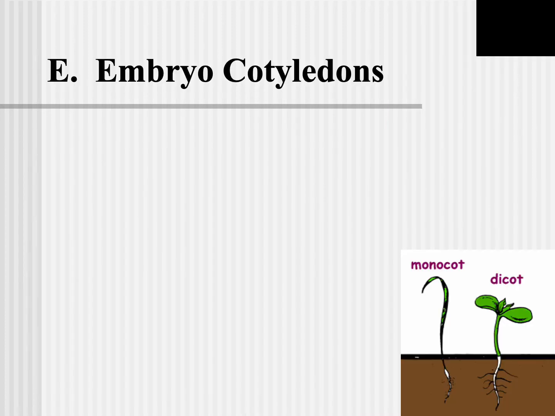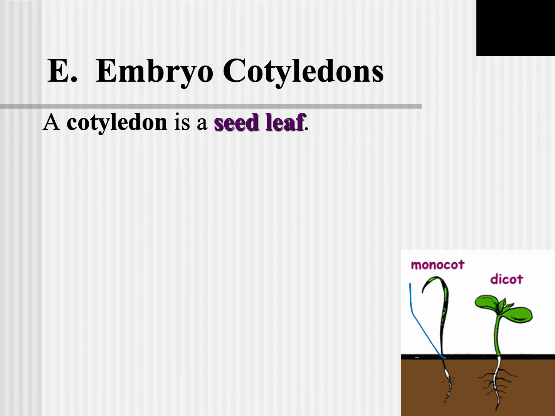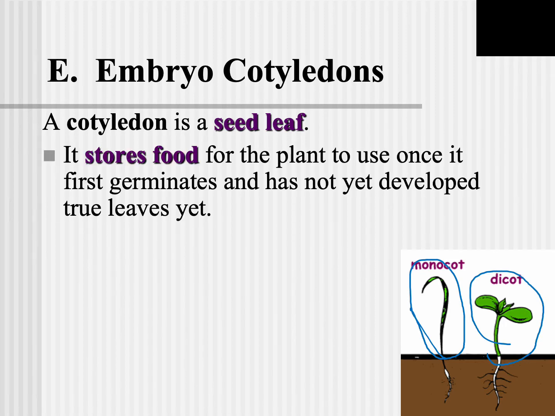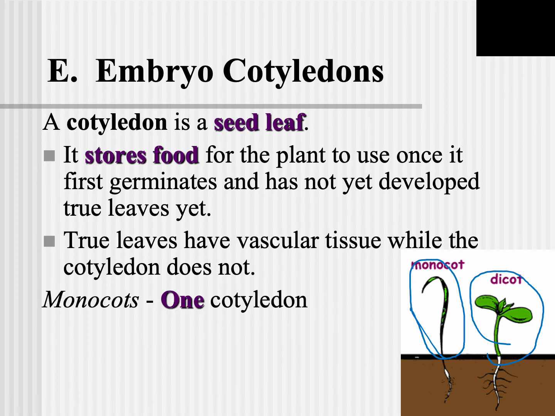And the last thing I want to talk about is a cotyledon. A cotyledon is a seed leaf. So what that means is that when you take a look at the monocot and the dicot, it's the first leaf that comes off of the seed. In monocots, it's a single leaf. In dicots, they come off in pairs. The cotyledon is used to temporarily store food until true leaves can be formed. Monocots, again, one cotyledon or seed leaf, and dicots have two.